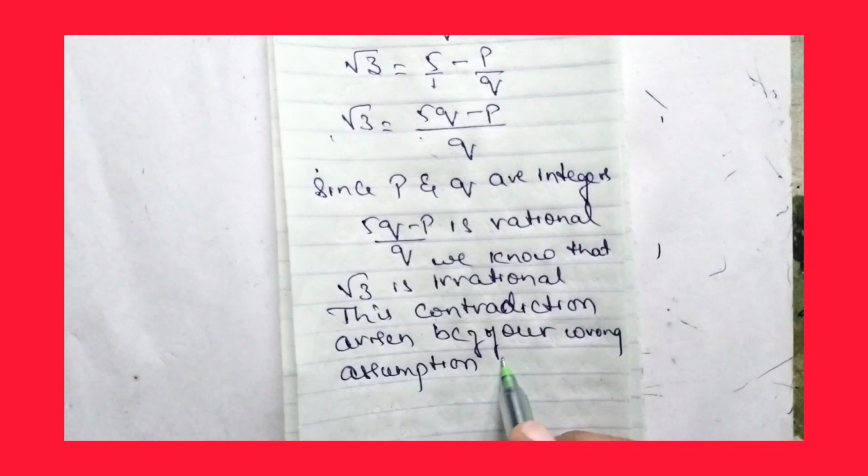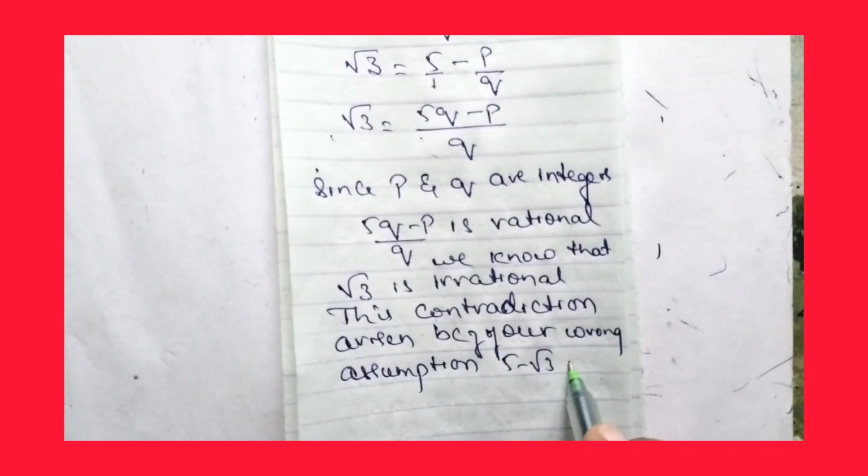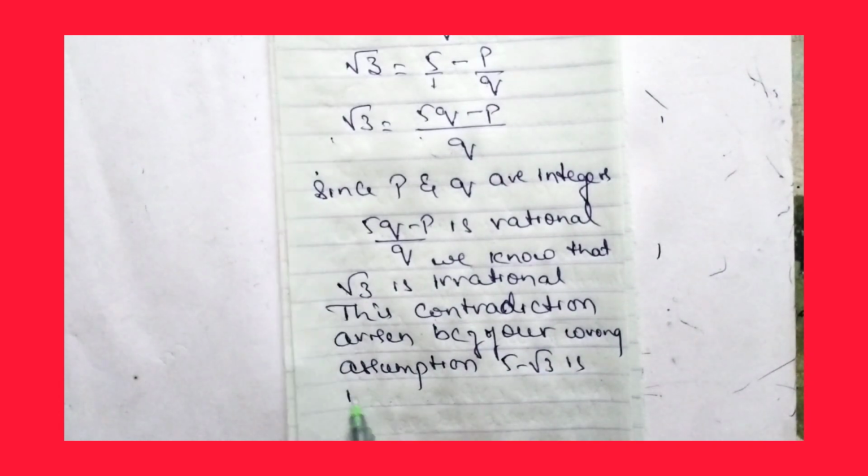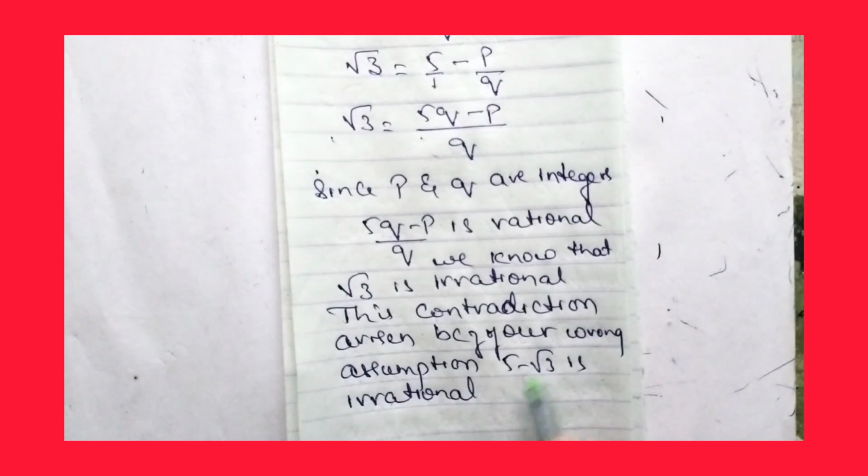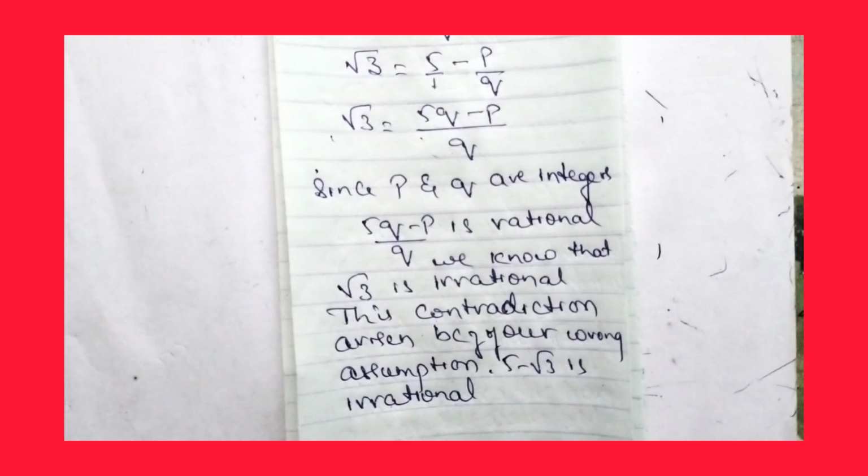That is, 5 minus root 3 is rational was a wrong assumption. So therefore 5 minus root 3 is irrational. So like this we have to prove that 5 minus root 3 is irrational. Let us move for the next question.